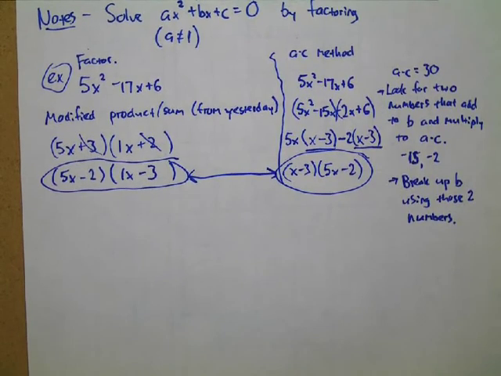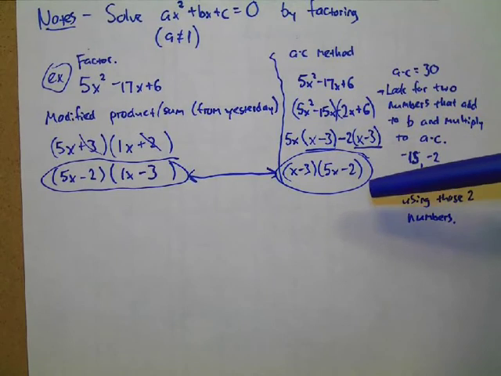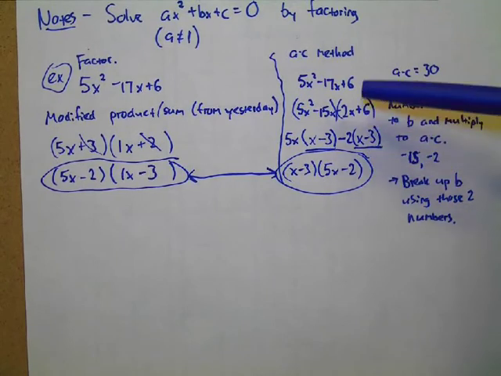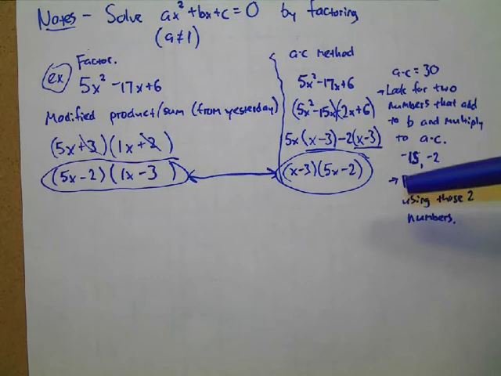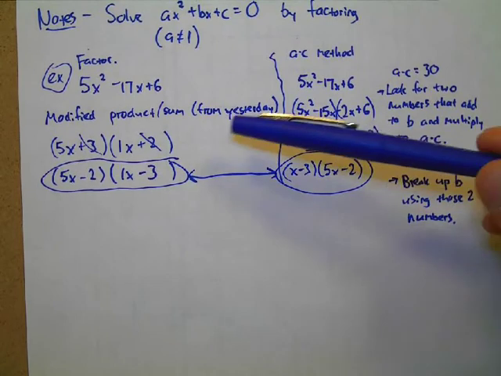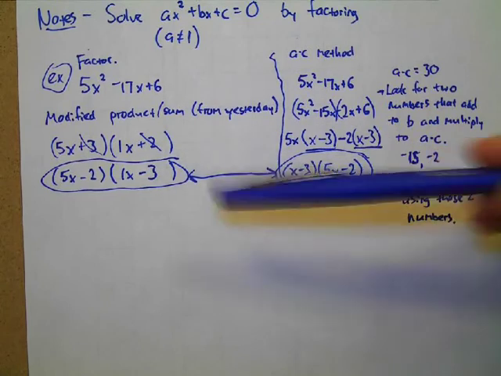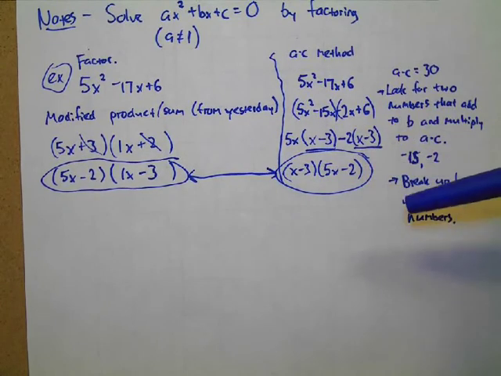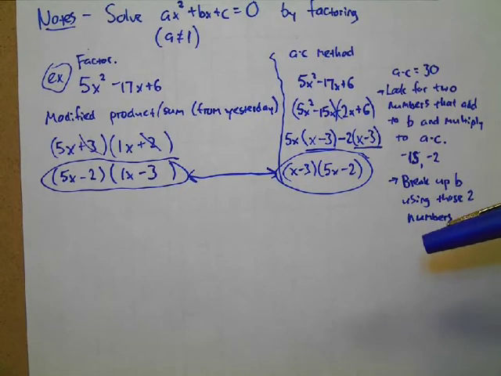You can see the AC method requires a little more work. But the penalty of more work means you have a little bit easier of a time figuring out your numbers. So it's kind of a trade-off. This can be faster if you are strategic with your number selection. This can be slower, but it's maybe a little easier to guess your numbers. A little more methodical. So you get to pick whichever one you want to use.